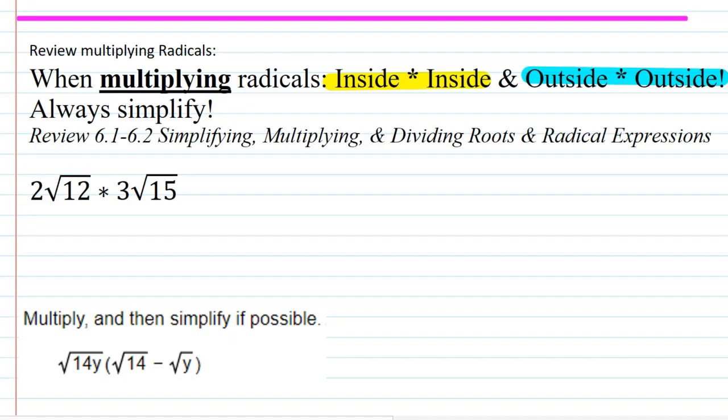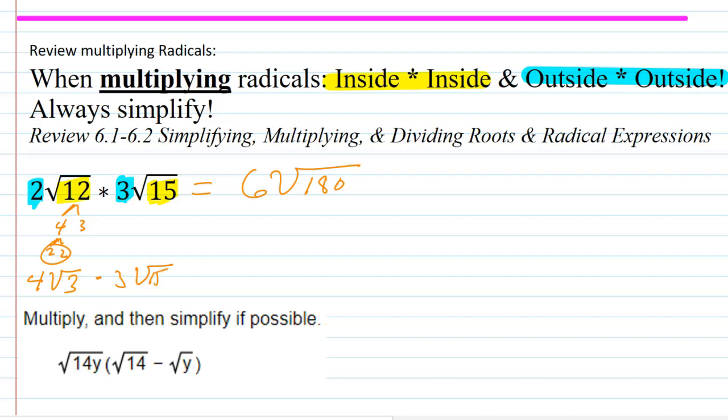So for example here, the insides are 12 and 15, and the outsides are 2 times 3. That gives us 6 square root 180. But then I still need to simplify 180. Now here's a trick. Instead of multiplying them first, try simplifying first. I see 12, and 12 can break up into 2 square root of 3, which will give me 4 square root of 3 times 3 square root of 15. This is going to make my life easier in the long run.